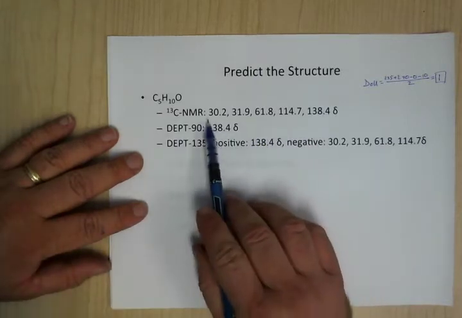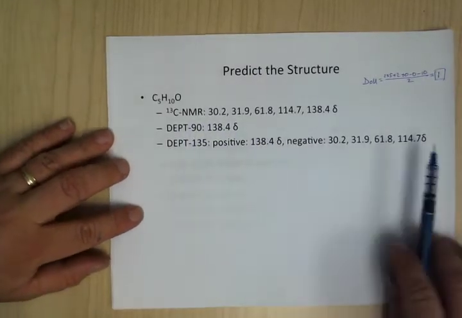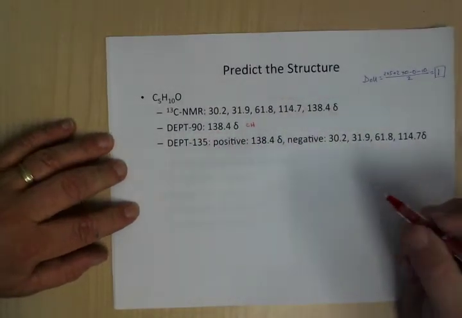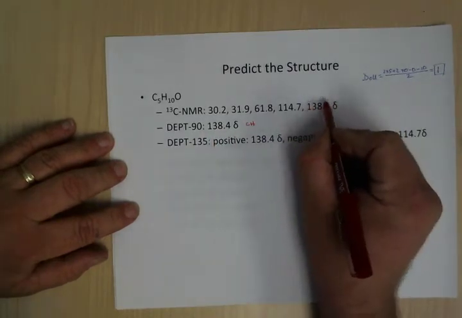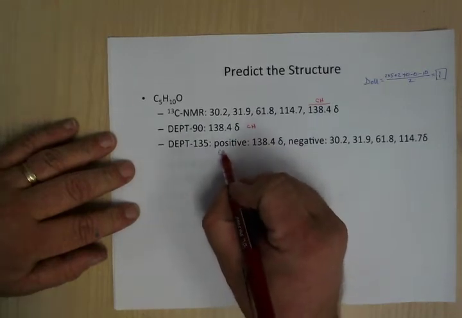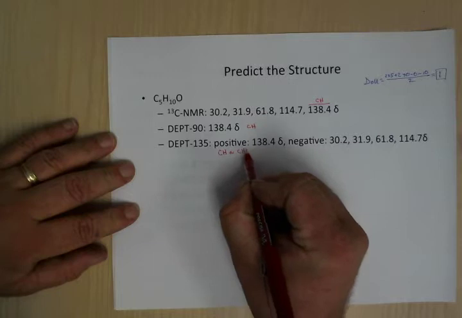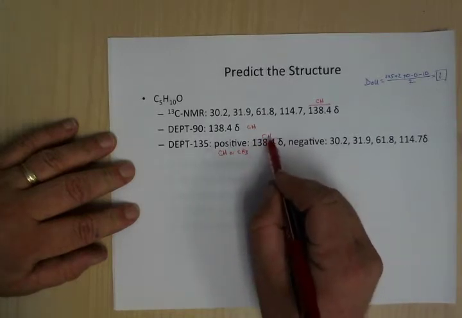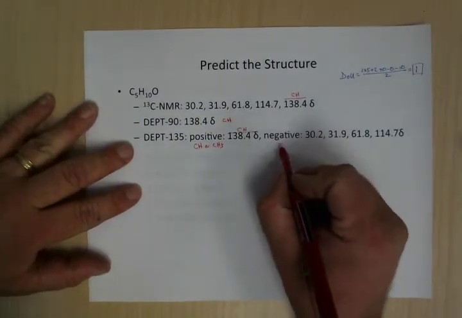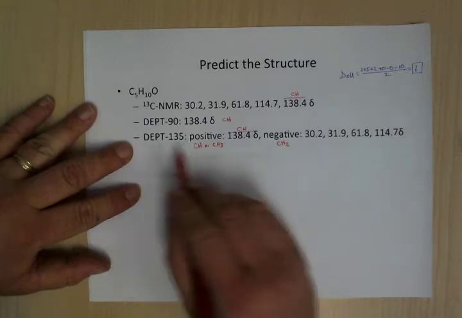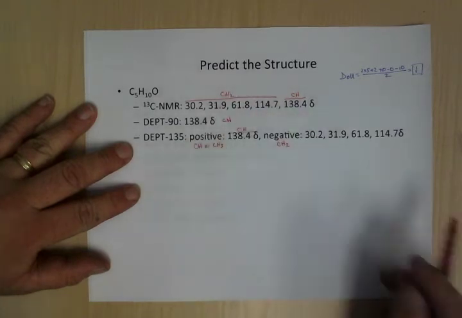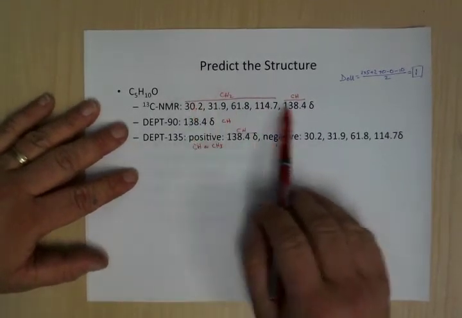So next up, check your DEPTs. The DEPT 90 is going to show all of your CHs. So this one here is going to be a CH. Your DEPT 135 positive shows your CHs or CH3s. We already know that this is a CH, so that means we don't have any CH3s in here. The negative DEPT 135 shows the CH2, so that means each one of these is a CH2. So we've assigned what that is.